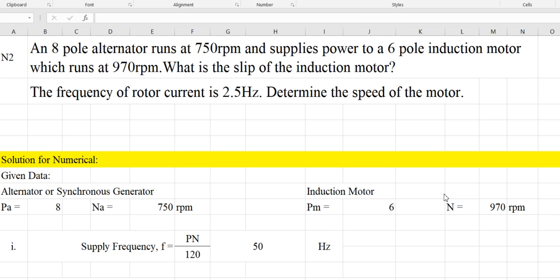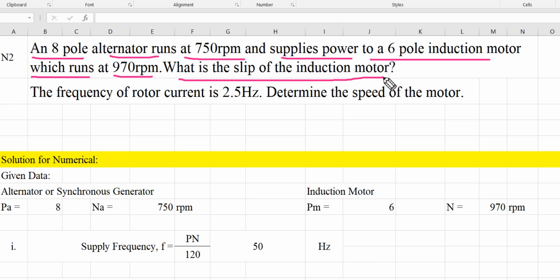Then we can proceed with the problem. An 8-pole alternator running at 750 rpm supplies power to a 6-pole induction motor which runs at 970 rpm. What is the slip of the induction motor? Then, if the frequency of the rotor current is 2.5 Hz, determine the speed of the induction motor. This is the problem that is given.